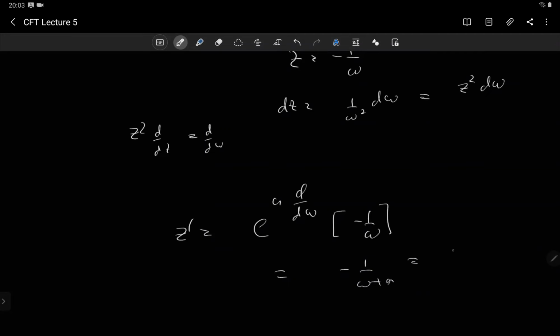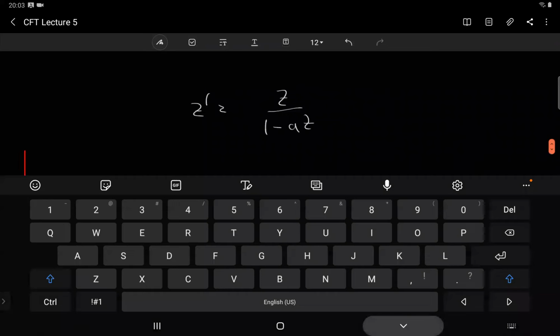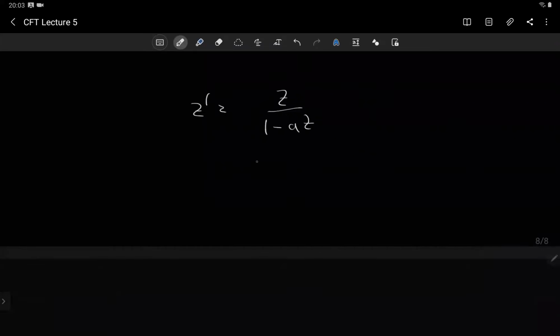And then you again substitute omega as minus 1 by Z, so you get minus 1 by Z plus a, and from here you get that Z prime is equal to Z over 1 minus az. Okay, so you can do it like so. This is the transformation, and this is the special conformal transformation.